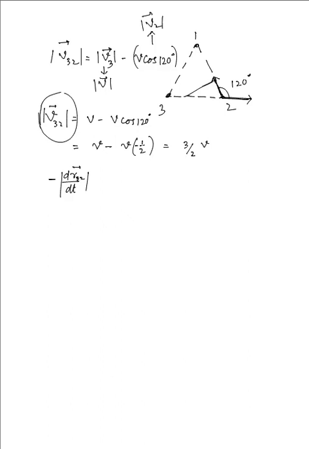So this is minus dr by dt. Here dr is the relative position. I'm writing it instead of r32 just as dr for simplicity. That is equal to 3 by 2 v. So that gives me minus of dr is equal to 3 by 2 v dt.